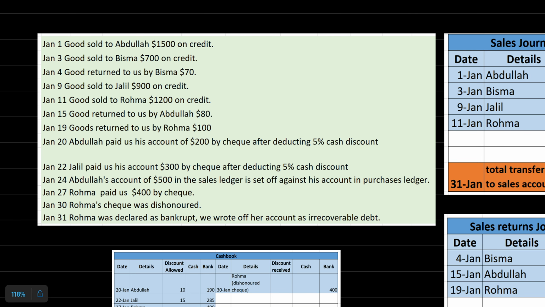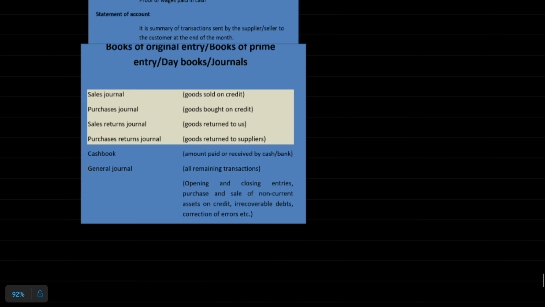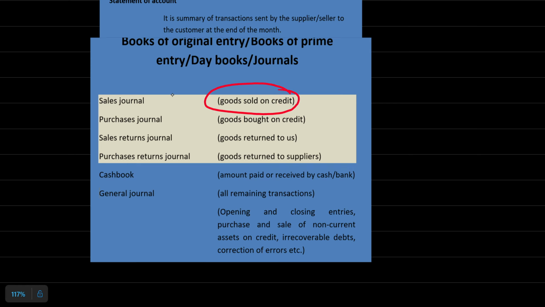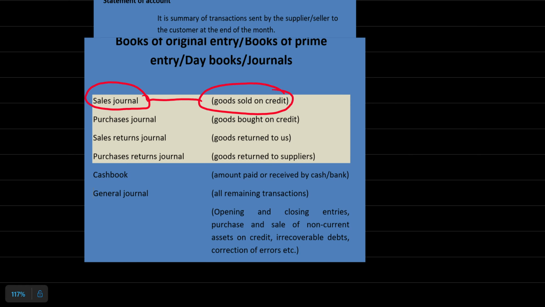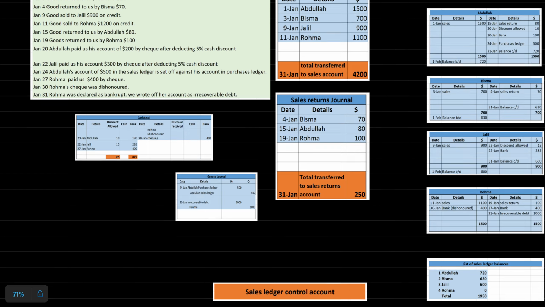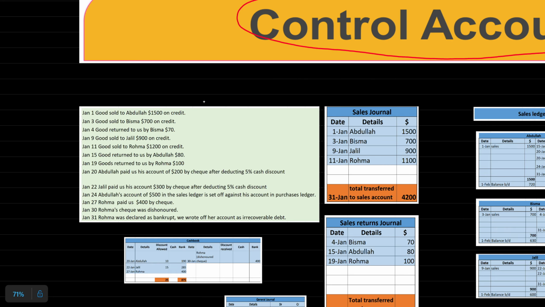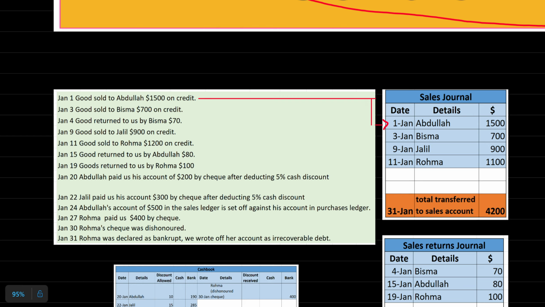Students, there are some transactions given in front of you. As you already know, each transaction is recorded in one of the six journals. For example, the first transaction is goods sold on credit, and you already know goods sold on credit are recorded in the sales journal. So goods sold to Abdullah on credit will be recorded in the sales journal, and in the sales journal we will write the date, the name of the customer, and the amount.